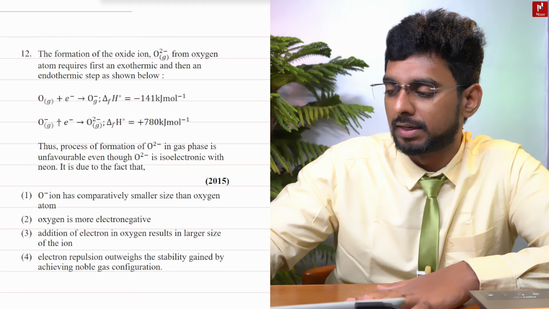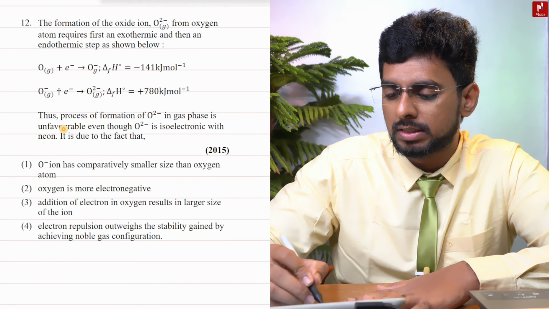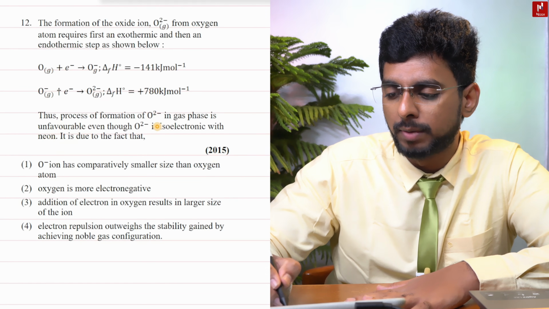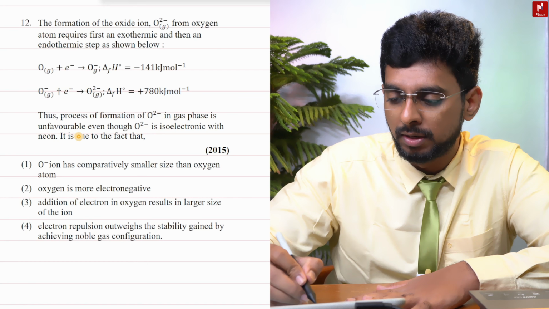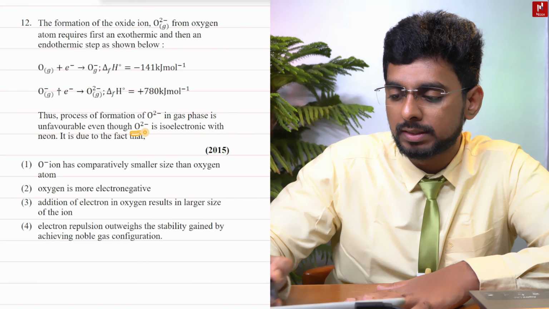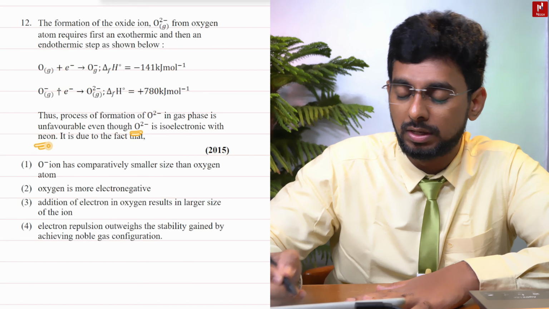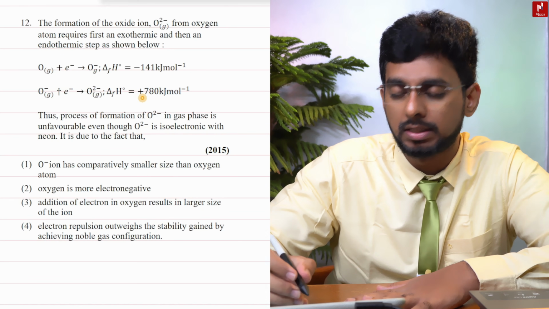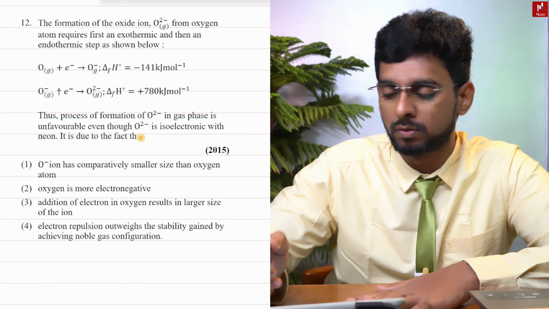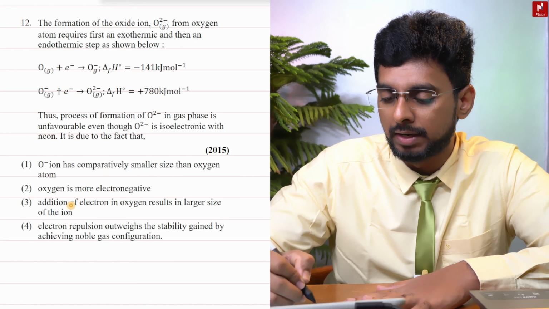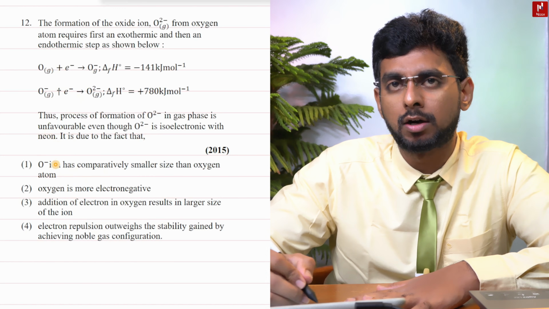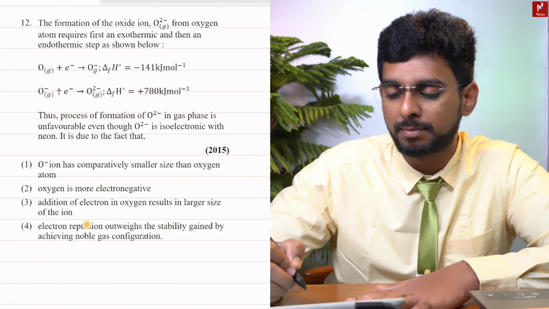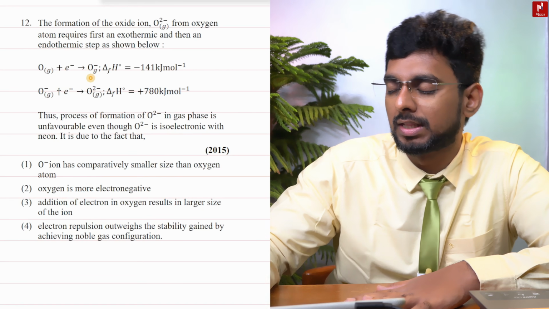So what they're asking us to find is, the process of formation of O2- in the gas phase is unfavorable, even though O2- is isoelectronic with neon. So even though O2- gets the stable configuration, still this isn't favorable. It is due to the fact, so what is the reason? That's what I need to get. So I'll have to read the options and get the correct matching option for the equation that they have given in the question.